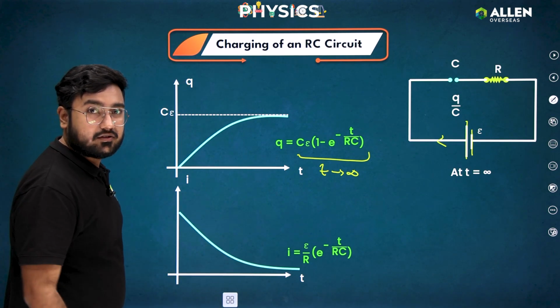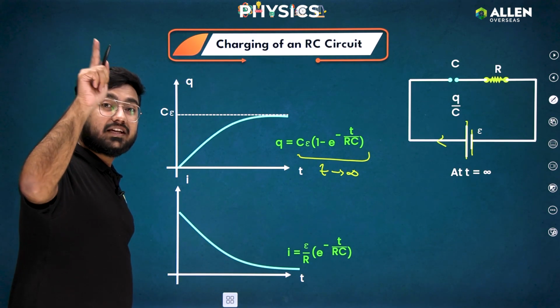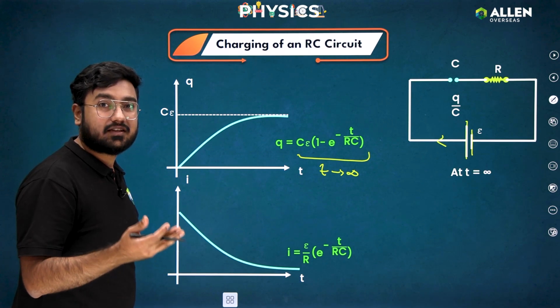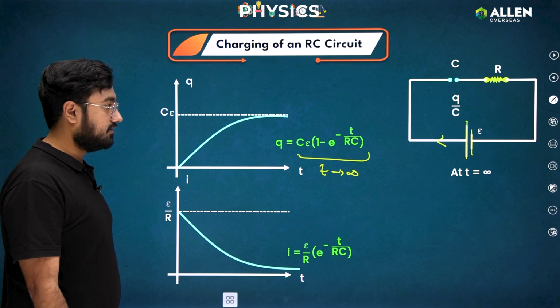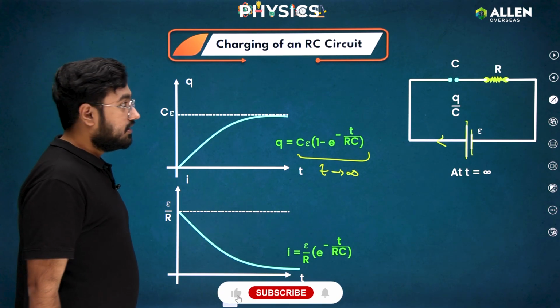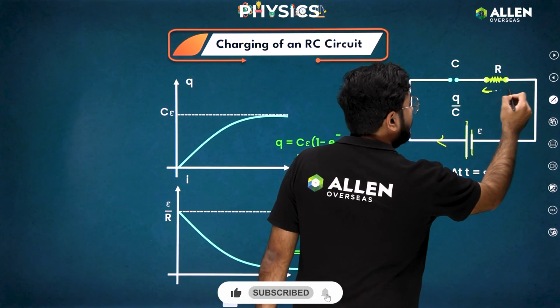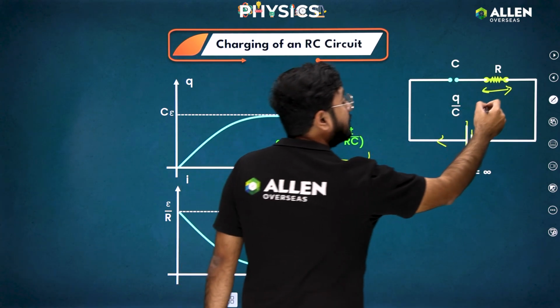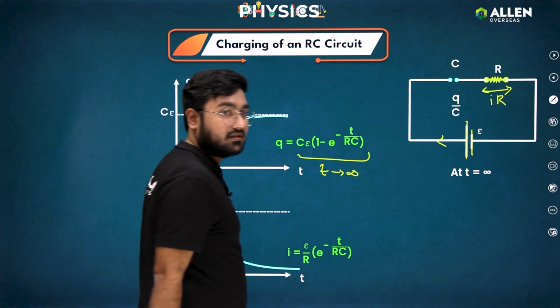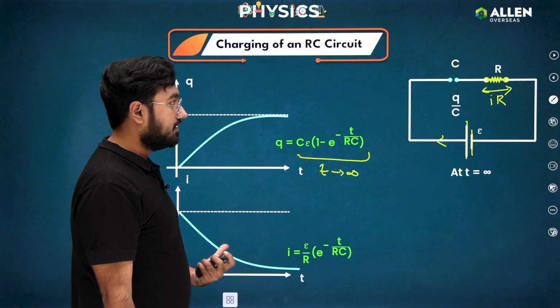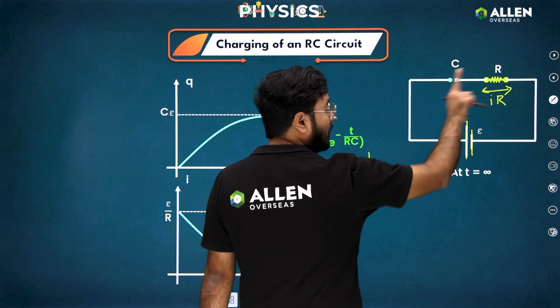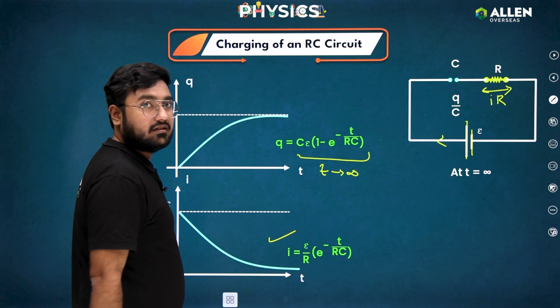What will be the maximum value? Maximum value of current is at the beginning, when the capacitor was behaving as a short circuit, E by R, isn't it? What if I have to calculate the potential drop across the resistor? That is equal to IR. At any instant, substitute the value of I, right? So the potential difference across the resistor will follow the same curve, agreed?